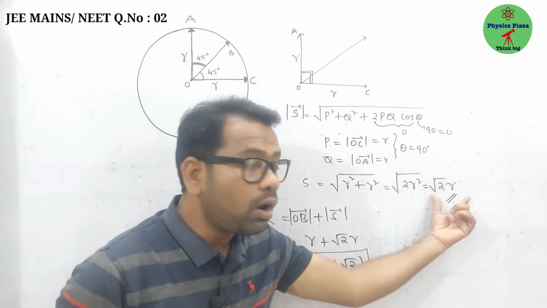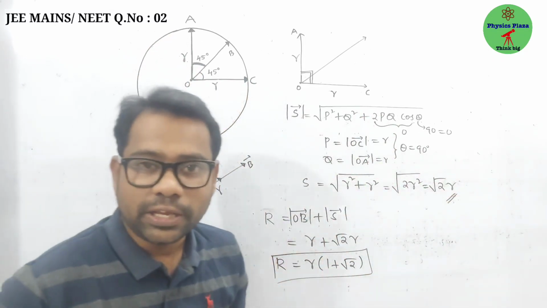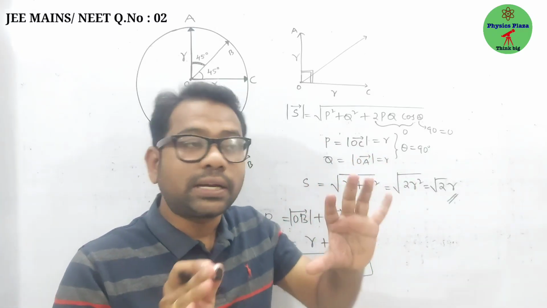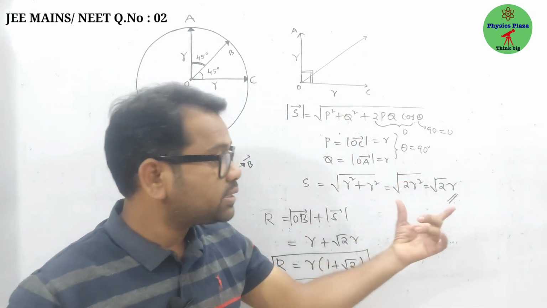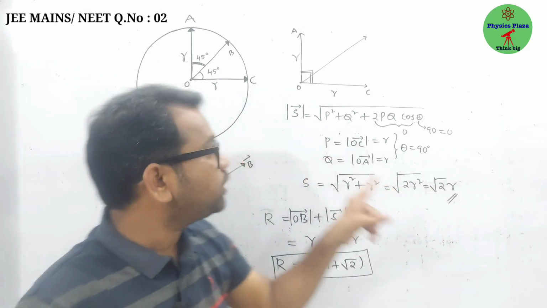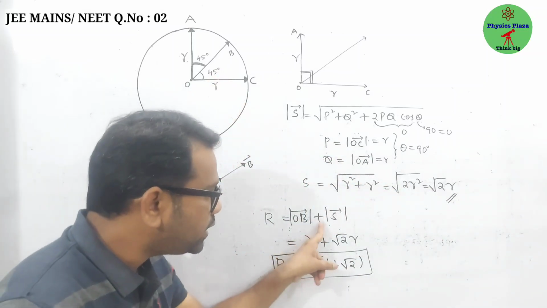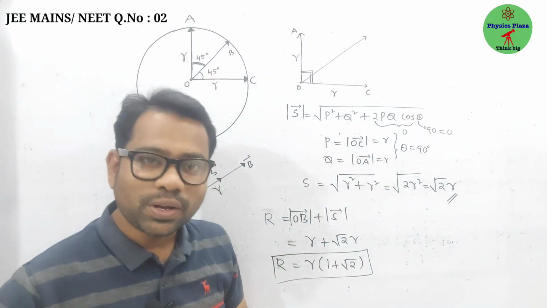Children, this is the resultant of OA and OC only. First we calculated the resultant of OA and OC, as this resultant is in the direction of OB, and both are added. So we got the answer. Okay, children. Thank you.